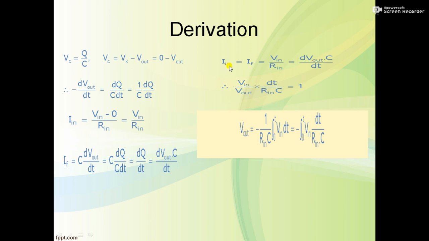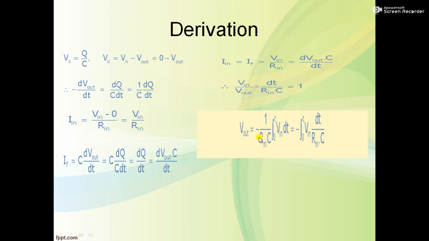Then equating both the In and If equations, we get Vin by Rin is equal to d(Vout into C) by dt. So finally Vin by Vout into dt by Rin into C is equal to 1. So finally Vout is equal to minus 1 upon Rin into C, integration of Vin dt with the limit 0 to t.